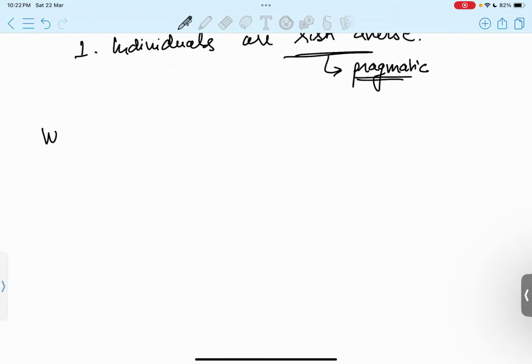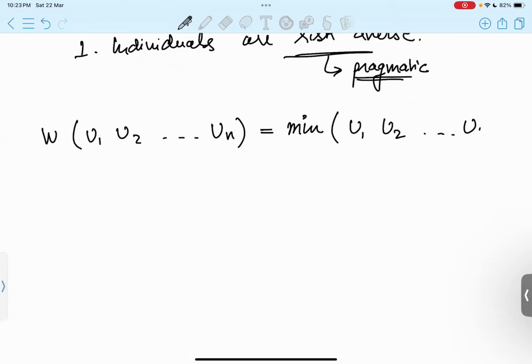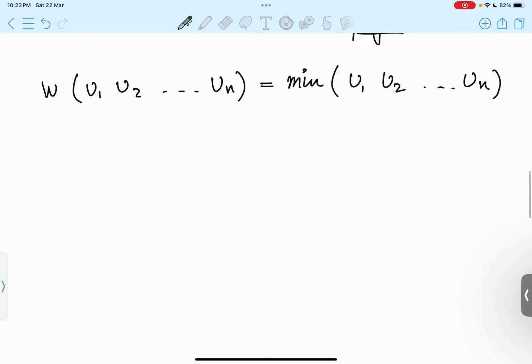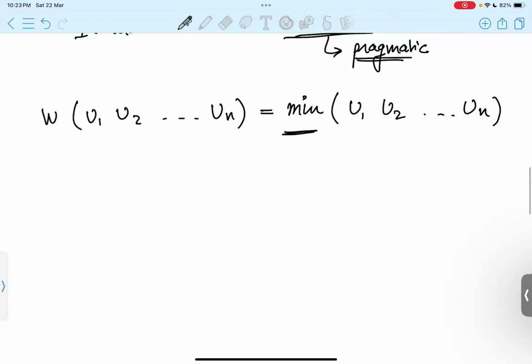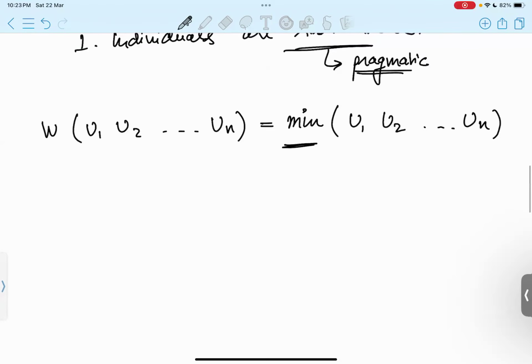We can say it is a welfare function of the individual utilities up till n, where n is the total number of individuals in the community, and it is a function of the minimum utilities. So what does this mean? It states that the social welfare depends upon the worst-off individual, that is the person having minimum utility in the society. Why is it so excessively focused upon the people with minimum utility, or the people who are worst off?